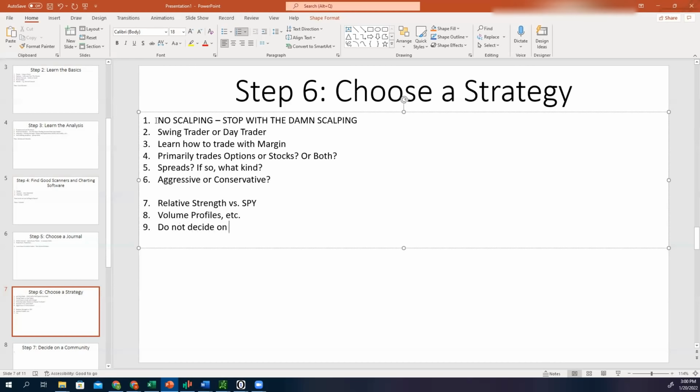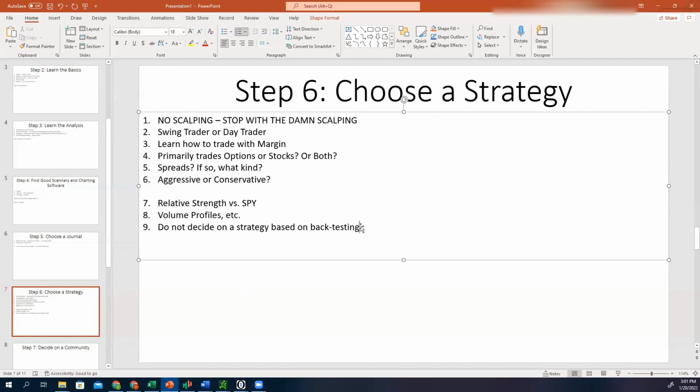Do not decide on a strategy based on backtesting. I am a former statistician. I was a professor of statistics. I am telling you, backtesting is not going to solve your problem. It will overfit your problem.